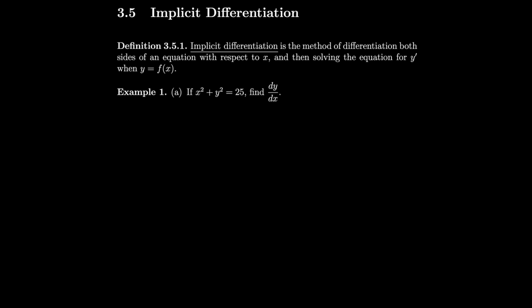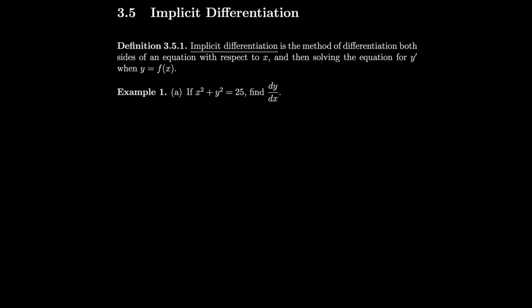Section 3.5, Implicit Differentiation. Implicit differentiation is the method of differentiation of both sides of an equation with respect to x, and then solving the equation for y prime when y equals f of x. So sometimes we have equations that are not functions, so it doesn't really make sense to try and find a derivative of something that's not a function because we don't have y equals something. So we can't just write a derivative using any of our previous methods.